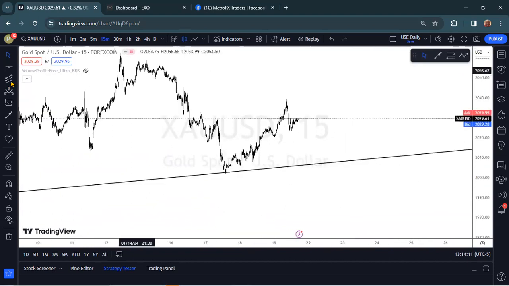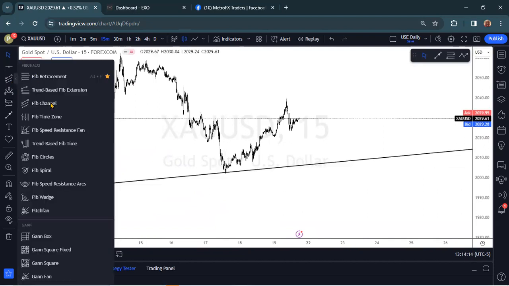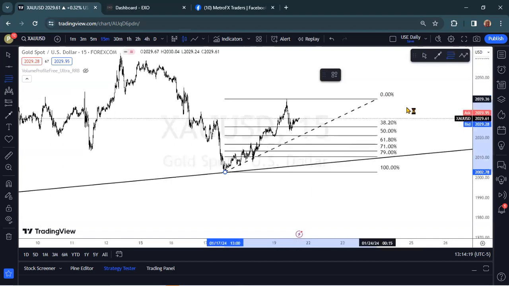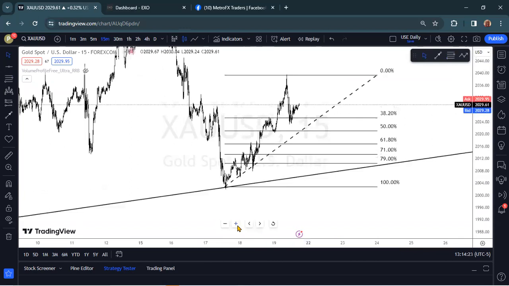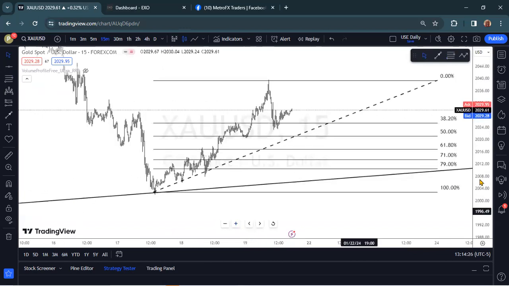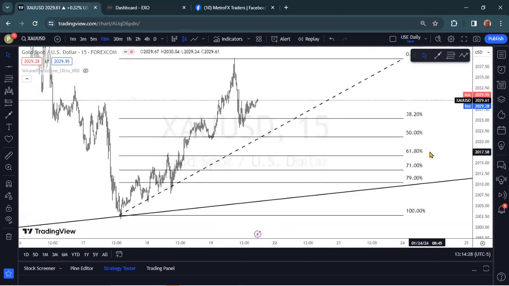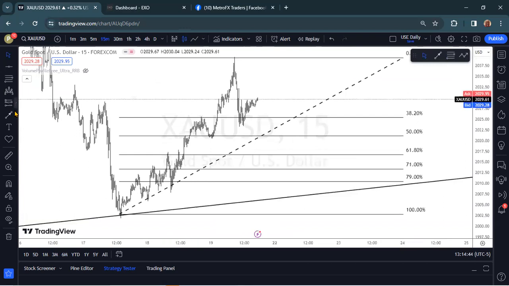Okay. We can take out our fib tool, pull it from the bottom to the top. And what are we waiting for? Retrace to the 61. Correct. You got it. Fantastic. See, it's not that hard, y'all. Telling you. We're waiting for it to retrace to the 61.8.